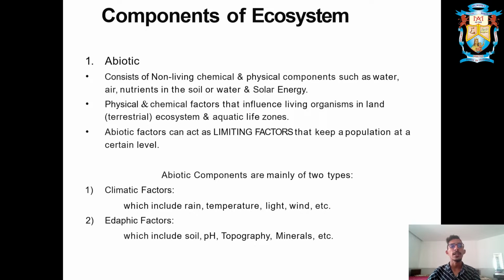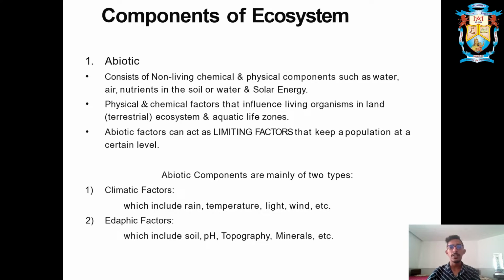Basically, it is non-living. It may be a chemical or a physical component such as water, air, nutrients in soil, as well as solar energy and any types of energy that we have. We have physical and chemical factors that influence living organisms on land, that is terrestrial, as well as in the aquatic zone. As I said, these abiotic factors also play a very major role in balancing the population of the biotic components. These abiotic components are mainly divided into two types.